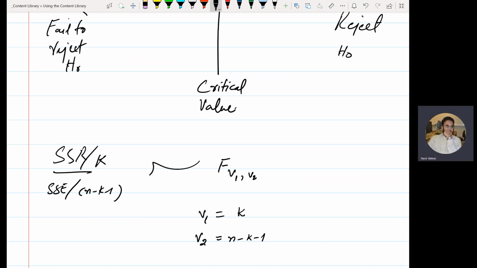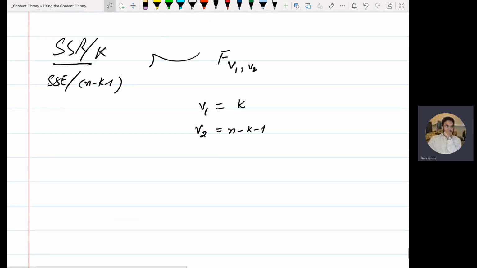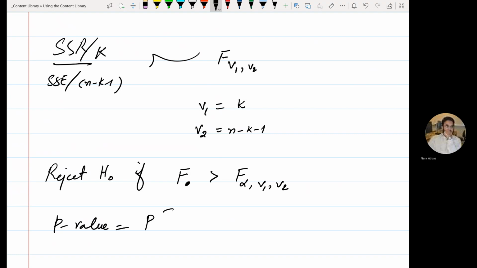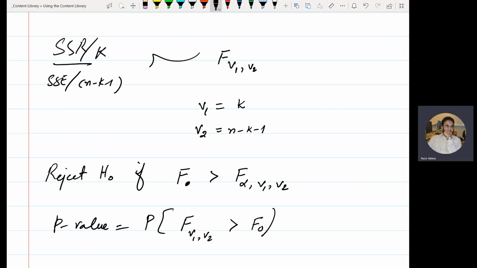So you need to go to the F distribution and get this critical value and compare the value of your sample with that critical value, or you can also define the p-value expression. Any of the two approaches will work fine for you.